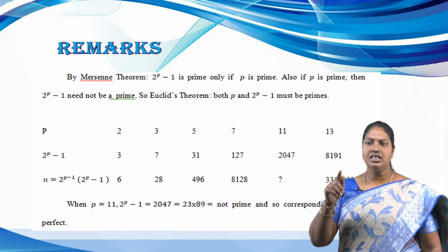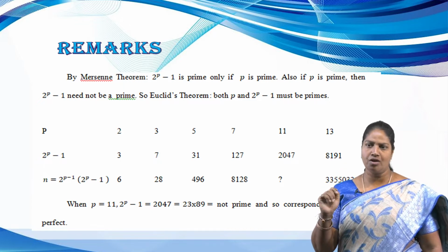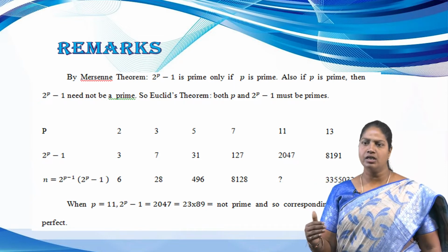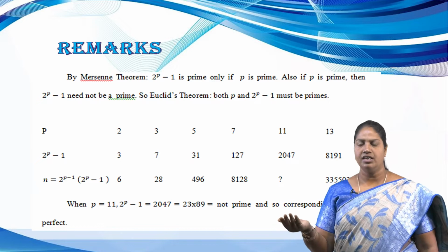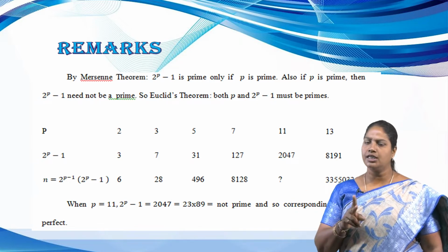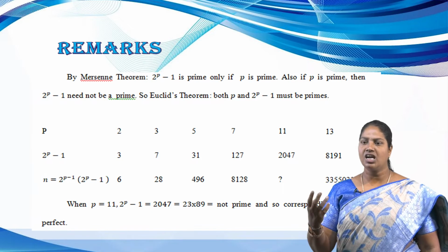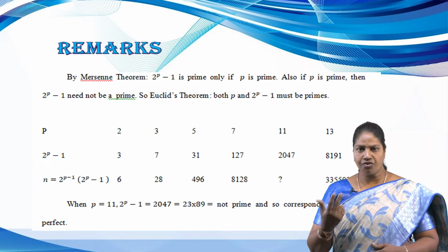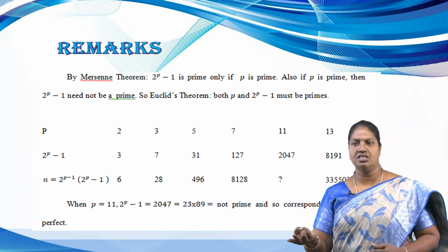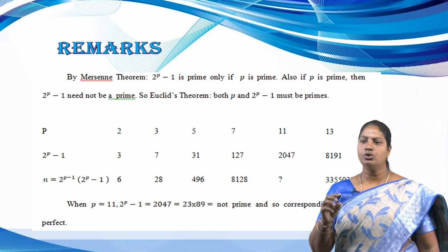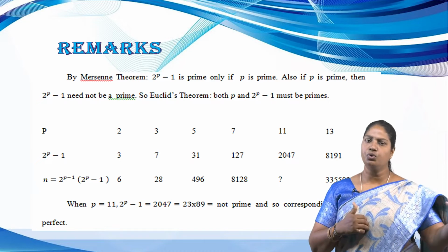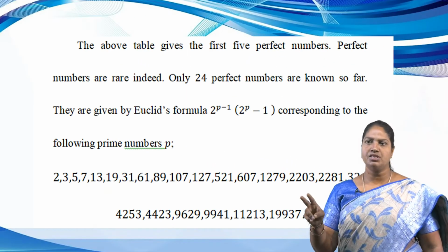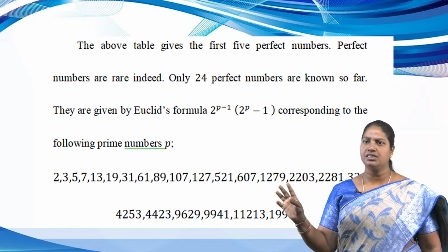And we see that in the place of 11 we are giving a question mark, because when p equal to 11, 2 power p minus 1 is nothing but 2047. It can be written as a product of two numbers, that is 23 into 89. Both are less than 2047 and greater than 1. That means 2047 has more than 2 divisors, so it is not prime. So according to Euclid's theorem, the corresponding n cannot be a perfect number. So the other numbers are the 5 perfect numbers.